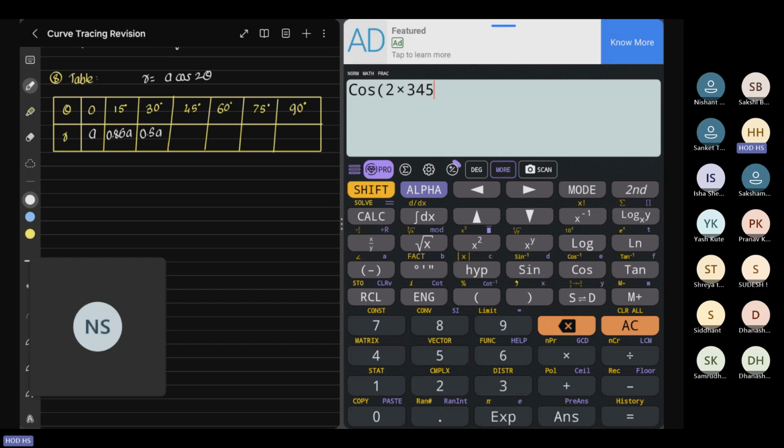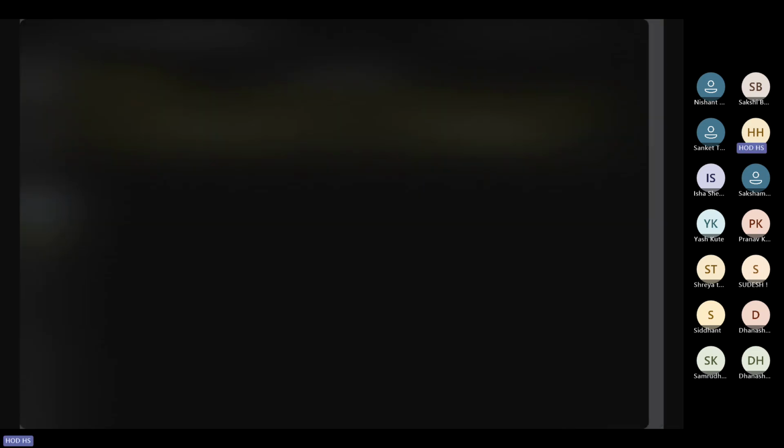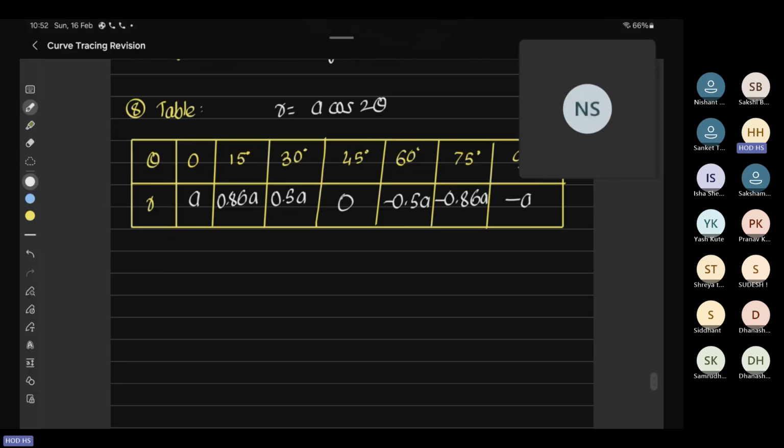For 45 degree, we have 0. For 60 degree, we have minus 0.5a. For 75 degree, we have minus 0.86a. And finally, for 90, we have minus a. So these values are enough because we know our curve is symmetric about both the axes. I'll use these values or this imagination to plot my curve.